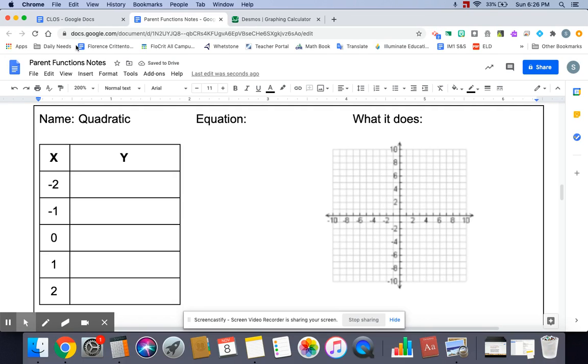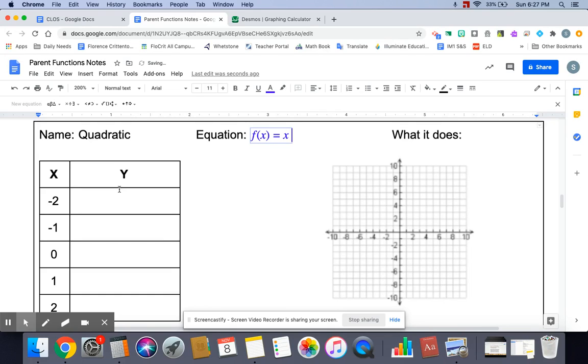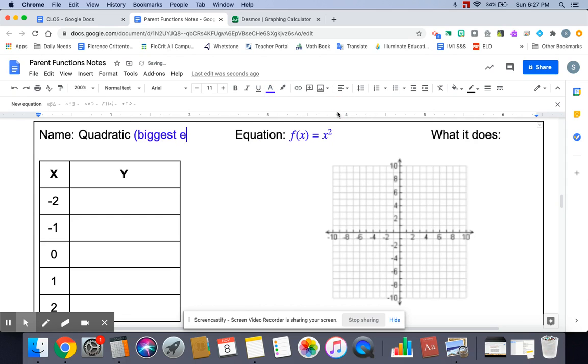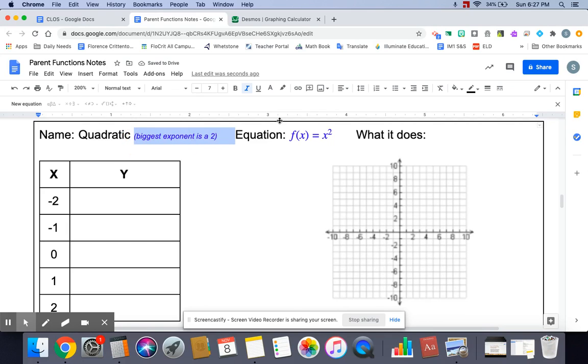The next parent function is quadratics. We just learned all about quadratics. The most basic form of a quadratic, before it's been changed at all, is when the equation equals x squared. So the rule for the quadratic is that the biggest exponent is a 2. As you know, there can be other x's in here, like a normal x, and there could be just numbers. And it keeps it a quadratic as long as the biggest exponent is 2.